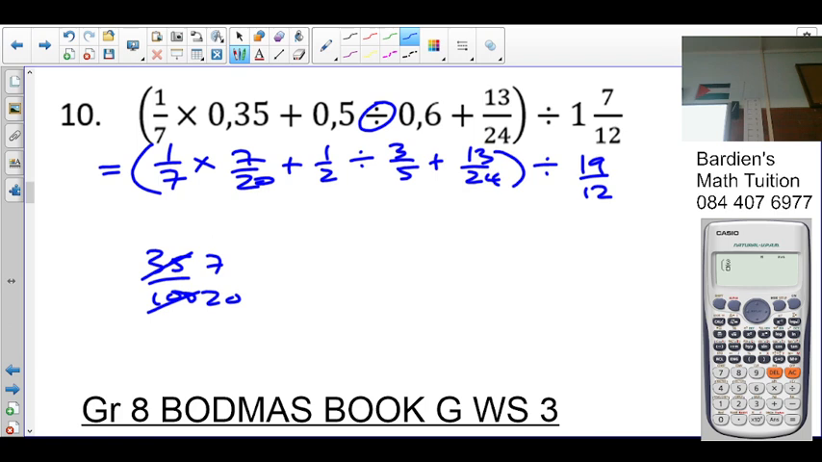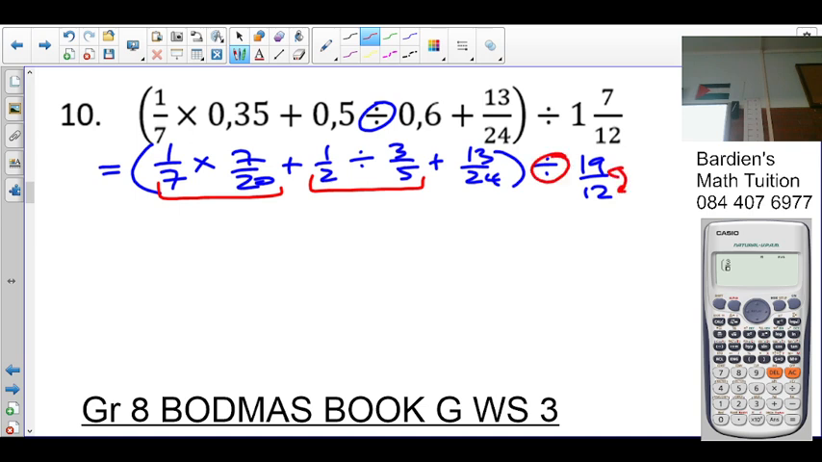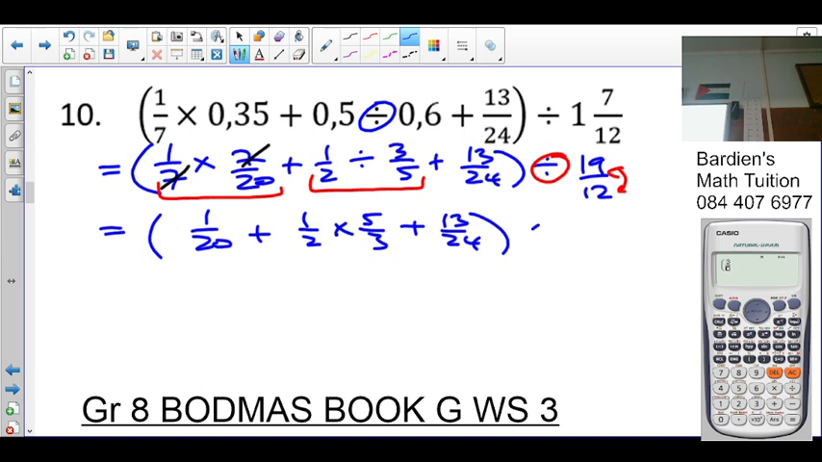You all understand? Any confusion so far? Not yet. Okay. So you're going to need to change that. And we can simplify that. And we can change that to improper. Equivalent times. So what's going to happen is the 7's cancel. Leaves you with 1 over 20 plus 1 over 2 times 5 over 3 plus 13 over 24 times 12 over 19. You all okay with that?